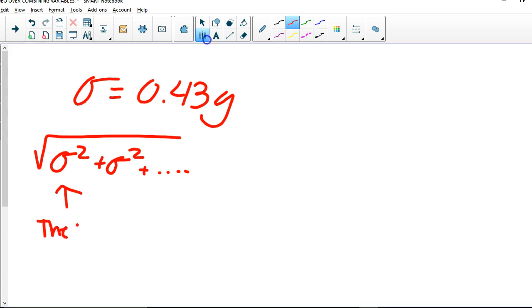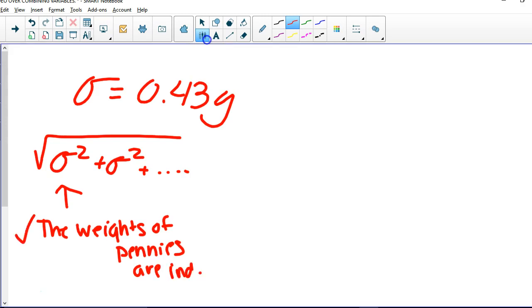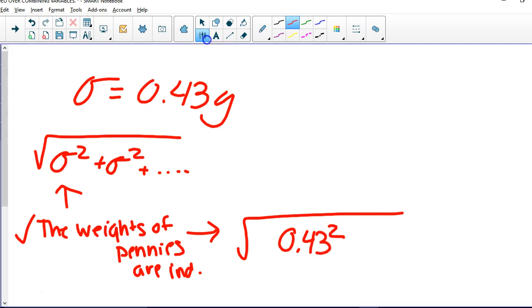The weights of pennies are independent. Check. I'm going to take 0.43 squared, and I could do it again, 0.43 squared, plus keep going 50 times, or I could just multiply by 50. That's the same thing as adding it 50 times. 0.43 squared times 50, and now I take the square root of that, and I get 3.04.